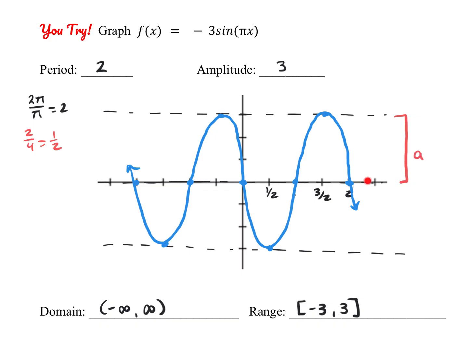So from 0, I went up A, down A. I went up 3, down 3. The other thing to check, there is a negative out front. So from the midline, you'll notice I didn't go up first, I went down first. And then check your domain and range here.